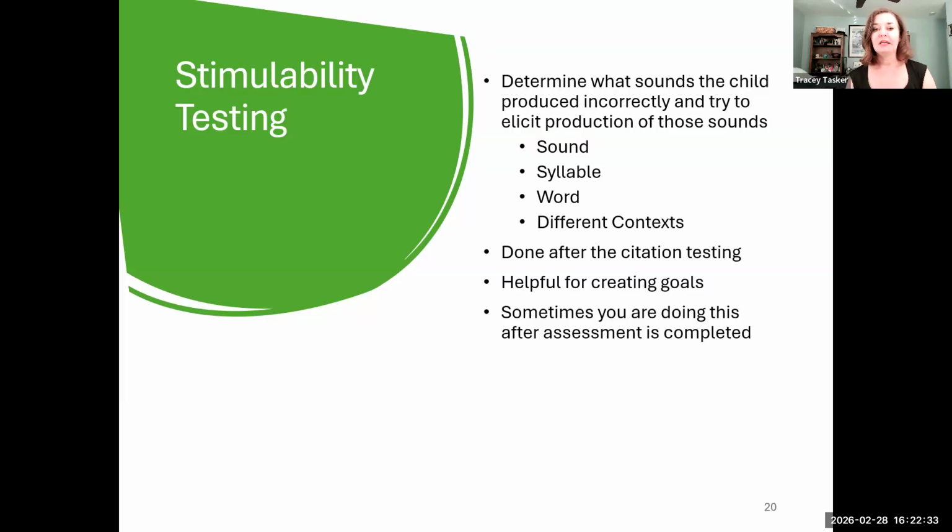And you usually use what we call a stimulability probe. It could be broad if they have a lot of sound errors, or it could be very narrow. So I put an example of a broad one into the Canvas shell and a narrow one, an article about why we want to do probes for R in different positions.